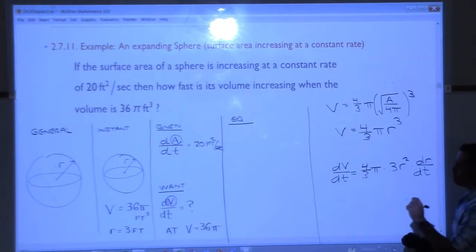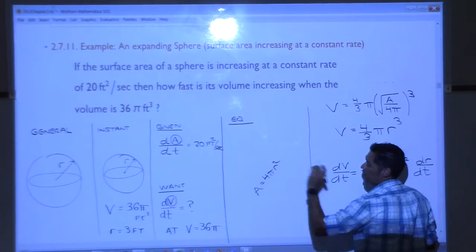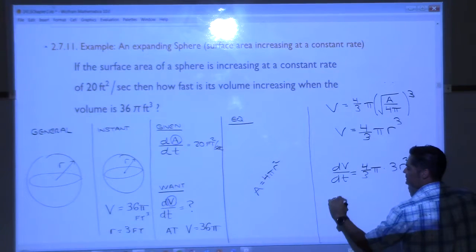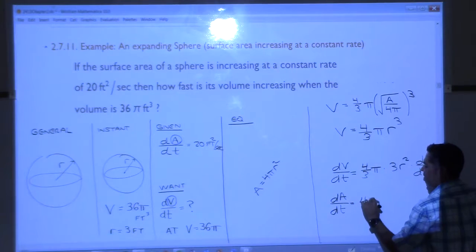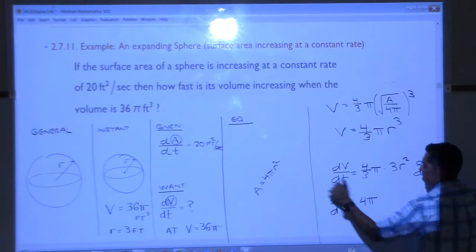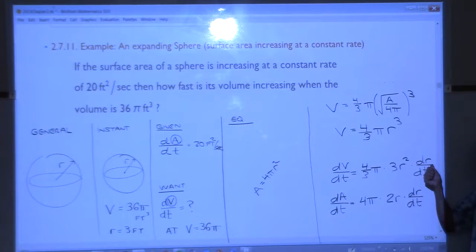What was the area formula? 4 pi r squared. Now this is tricky, don't do this though. If I take the derivative of that with respect to time, I get 4 pi as a constant. What's the derivative of this? 2r dr/dt. Now, what I could do is solve this for dr/dt and plug it in right there for dr/dt, and then it would work. But we're doing that kind of anyway right now, okay?